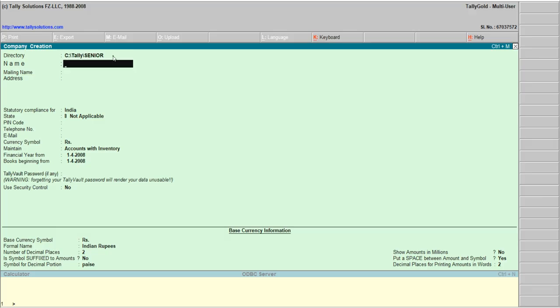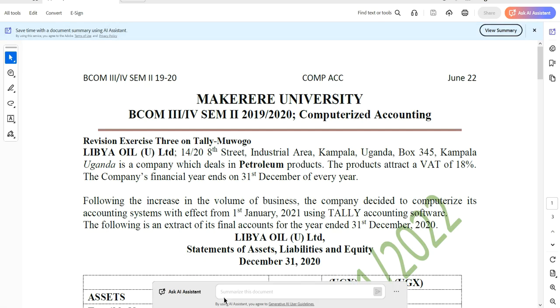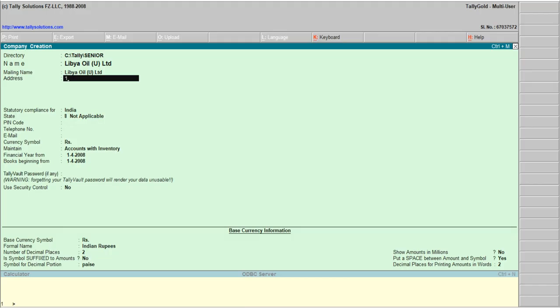So we enter, we can put the name of the company, Libya Oil Uganda Limited. That's the name of the company. Let me use that very name. Enter the address. The address was given as 8th Street, Industrial Area, Kampala. Let me put 8th Street.